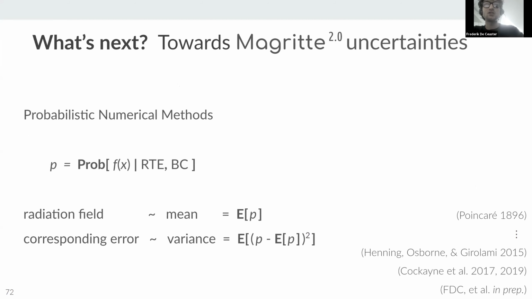Therefore, in this project, we propose a new, truly probabilistic solution scheme based on probabilistic numerics. That allows us to compute the radiation field as well as its uncertainty. We do this by modeling the probability distribution over all possible solutions of the radiation field, conditioned on the radiative transfer equation and the corresponding boundary conditions. Now, this might sound prohibitively computationally expensive, and in general, it is. However, if you assume a Gaussian distribution on the errors, it can be done in a relatively feasible way.